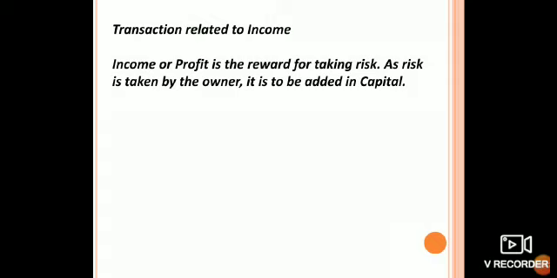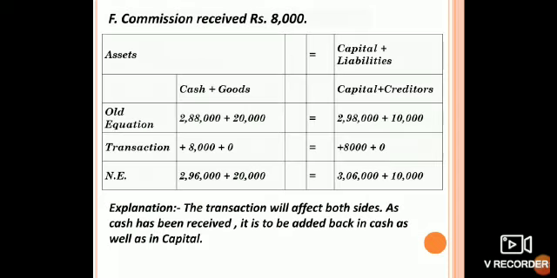Next comes a transaction related to income. Income or profit is a reward for taking risk. As risk is taken by the owner, it is to be added in capital. So when it is expense, we will reduce from the owner's capital because the risk is taken by the owner. Similarly, when it is income, as the owner is taking the risk, the income will be added to the owner's capital. Let us see one example for this.